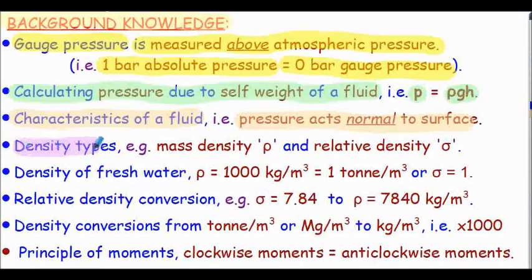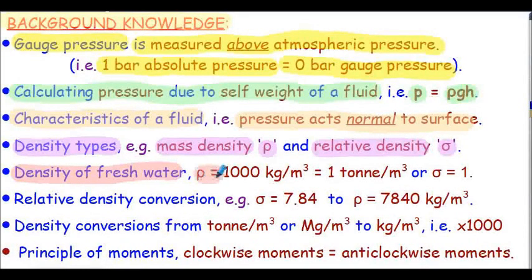We need to be aware of the different types of density, such as mass density, Greek symbol lowercase rho, and relative density, Greek symbol lowercase sigma. It's very useful to be aware of the density of fresh water. The mass density is 1,000 kilograms per meter cubed, or as we've written, 1 ton per meter cubed, having a relative density of 1.